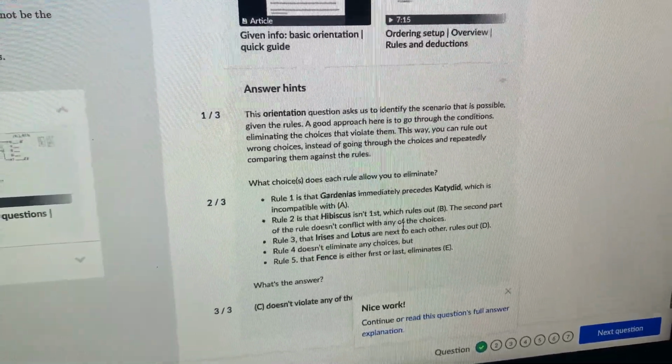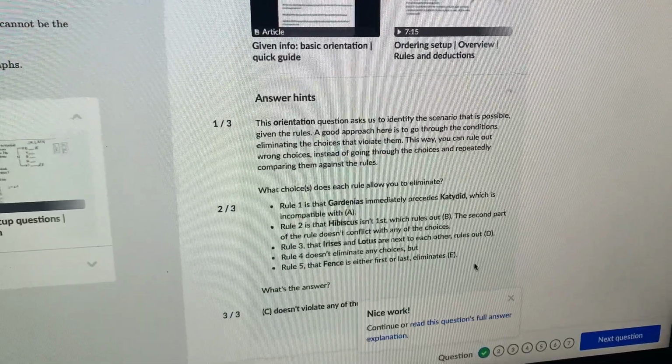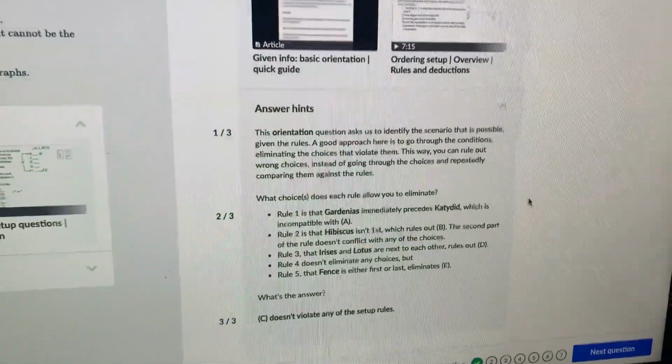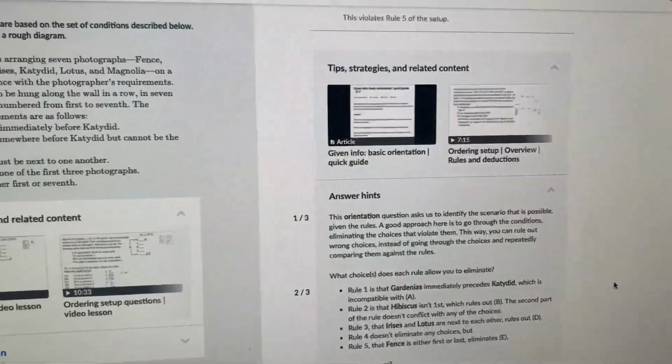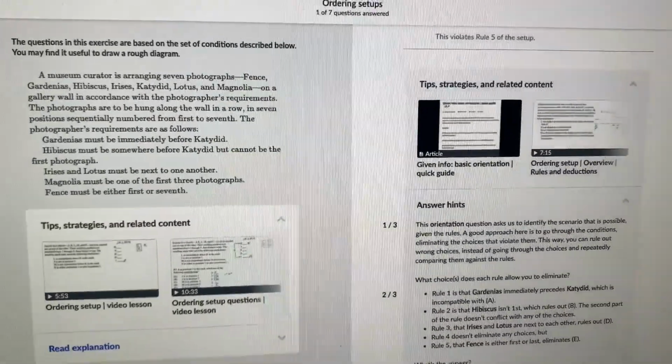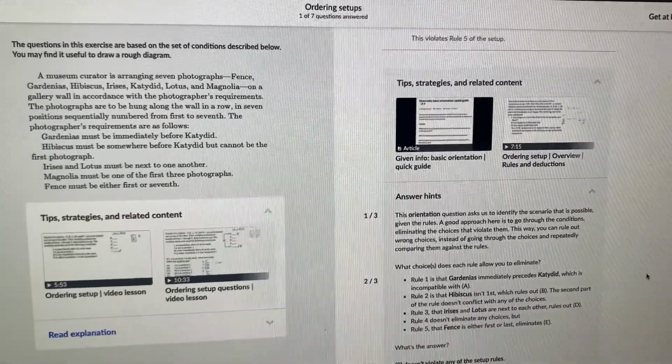For you all that need extra help, you can take a look at this little screenshot here. So that was fun. I'm pretty excited about it. But yeah, I'm going to do another.